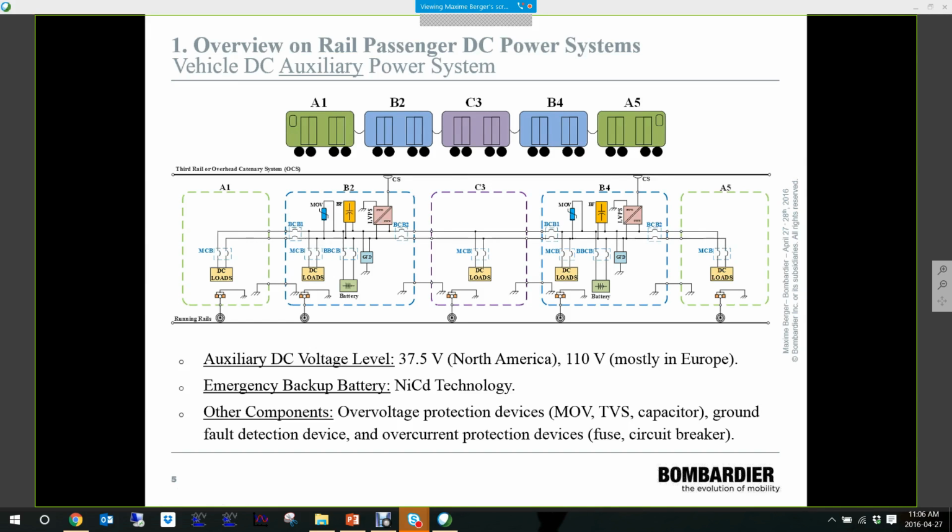37.5 volt DC systems are widely used in North America, while 110 volt DC is a common nominal voltage in Europe. NiCad batteries are also used to support important loads during emergency conditions, such as the loss of the primary power coming from the auxiliary converter. The other components that we can find on the DC auxiliary systems are overvoltage protection devices, such as TVS, MOV, filter capacitor, ground fault detection devices, and of course overcurrent protection devices such as fuses or circuit breakers that we can see here.